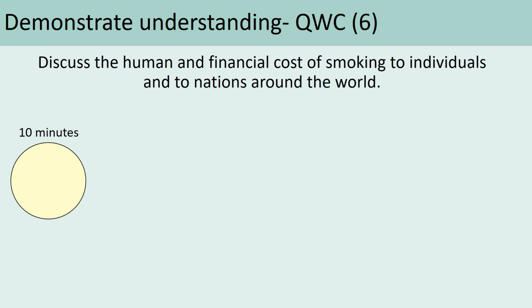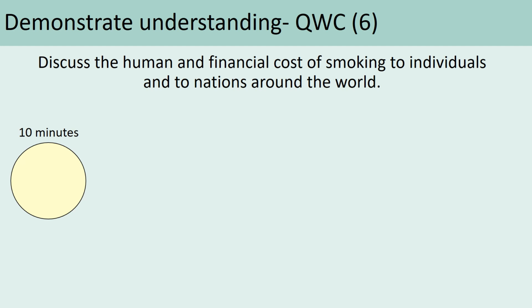Okay, so the next question, and this is going to be worth 6 marks. So we need to be spending sort of between 6 and 10 minutes. Discuss the human and financial cost of smoking to individuals and to nations around the world. So this one is going to be talking about stuff that you know from outside the lessons.